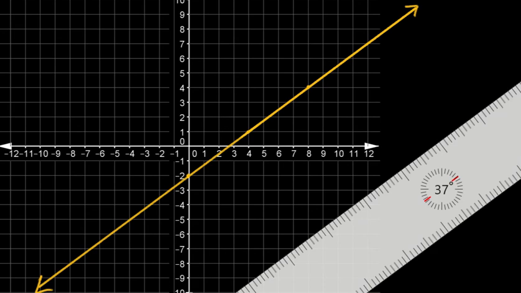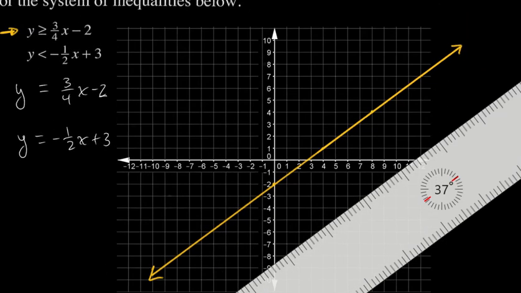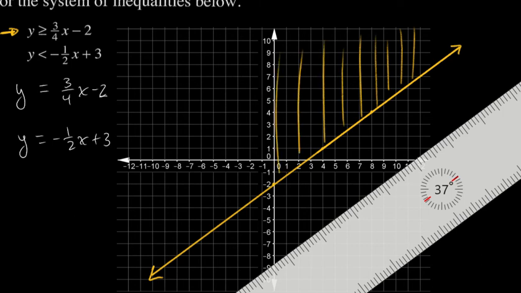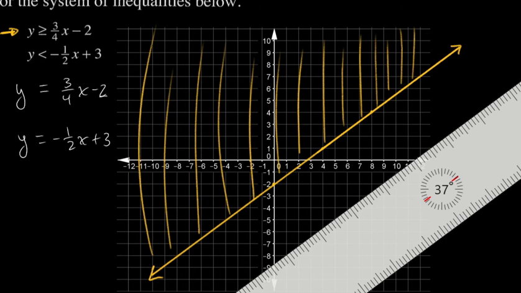So that is our first boundary line, and it's a solid boundary line, and this inequality says that my y values are things that are above that boundary line. So these values that are above this are all solutions to this inequality. I'm just going to put a few of these here to remind me that it's above that boundary.